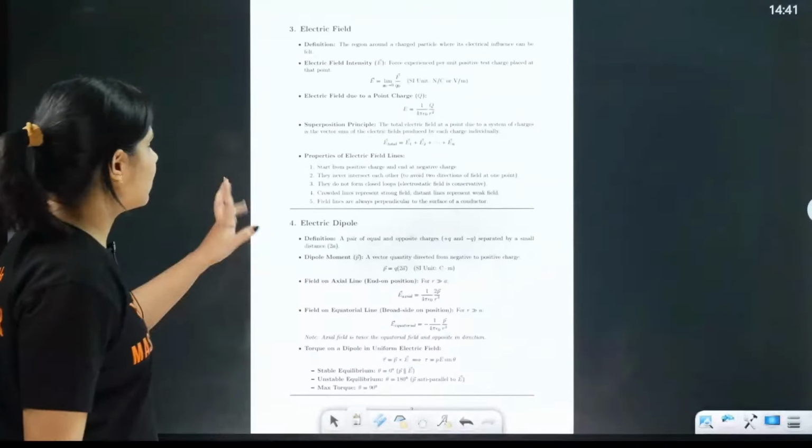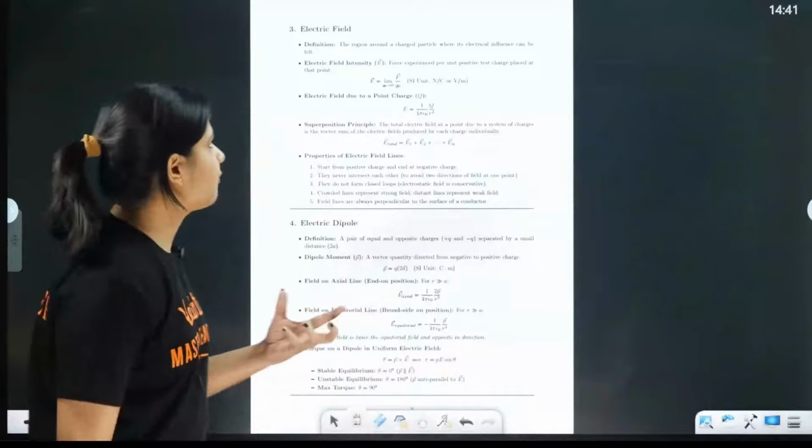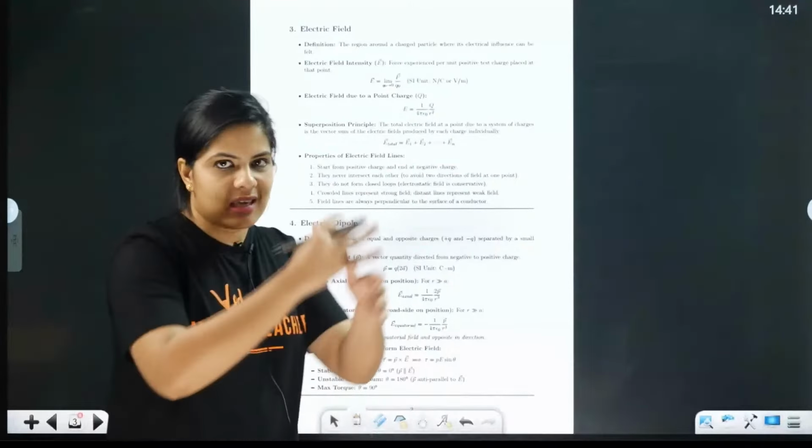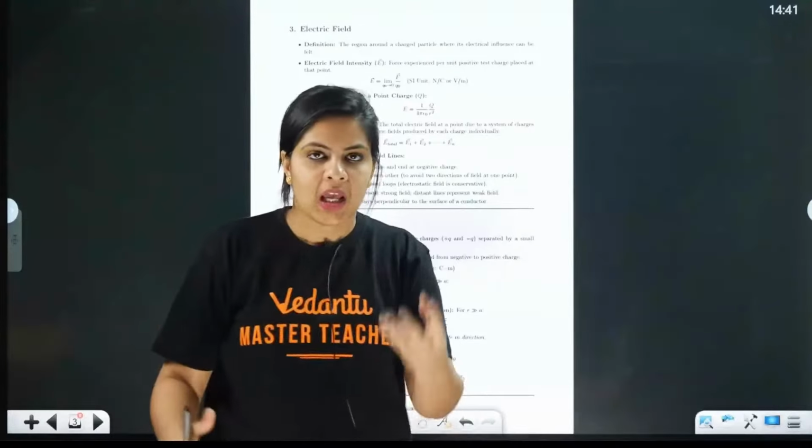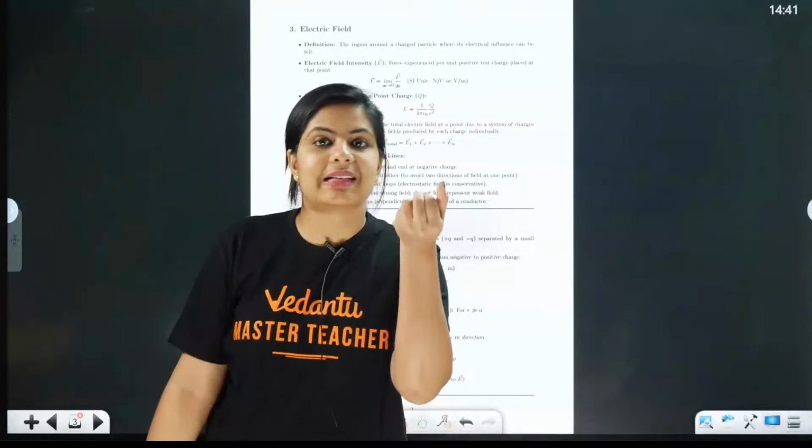So next we are going for the electric field. Electric field is nothing but the space of a charge which has its influence. Now there is a charge, and that is what we are calling the source charge.